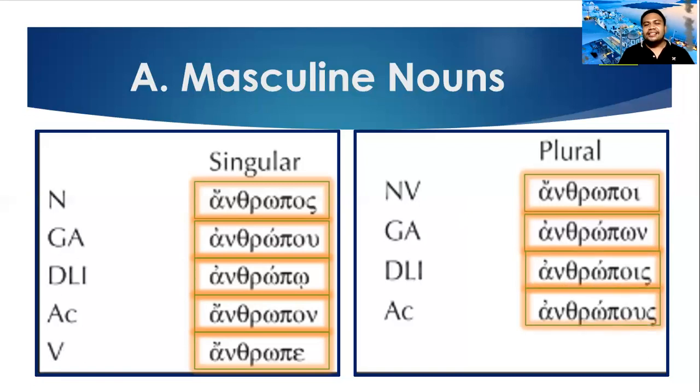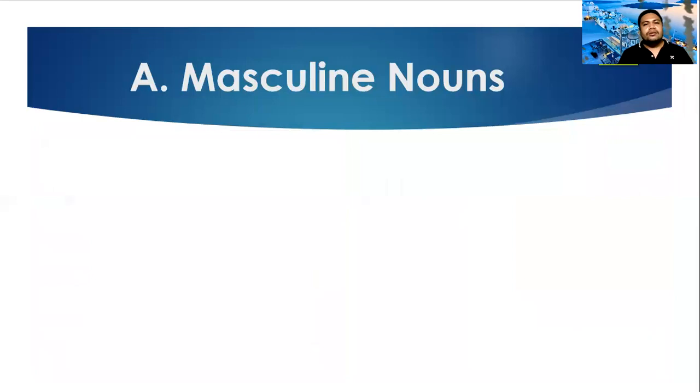All right, so that's how you decline the masculine nouns in their singular and plural forms based upon their case. Let's take a look. Very good.